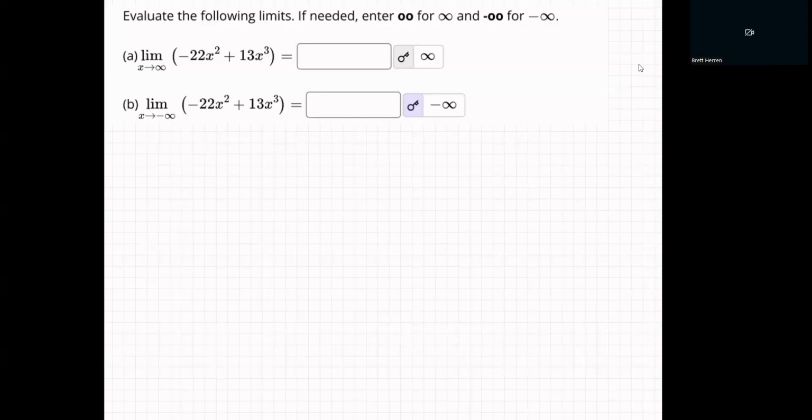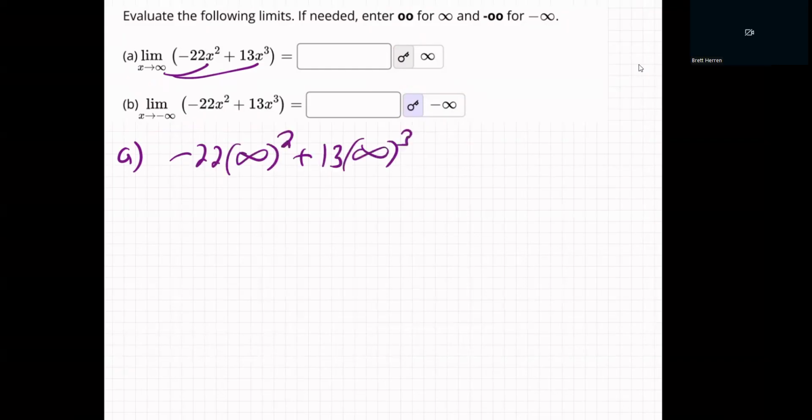On this one, they give us a couple of limits and they want us to know the answers. What's that going to be? So let's bring down part A here. If I just plug in the infinity, I'll get minus 22 times infinity squared plus 13 times infinity cubed. I know infinity is not really a number, but it's a concept.